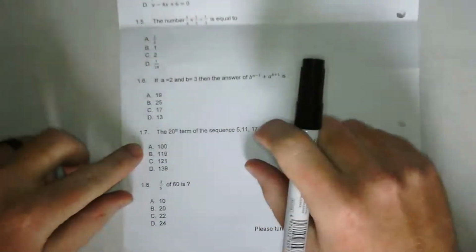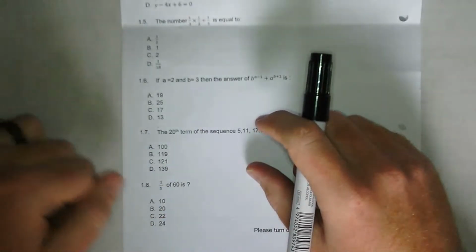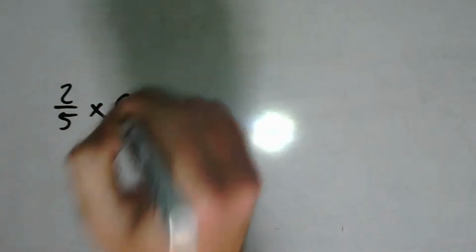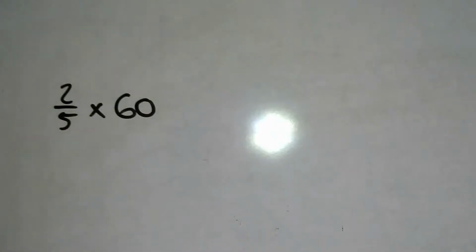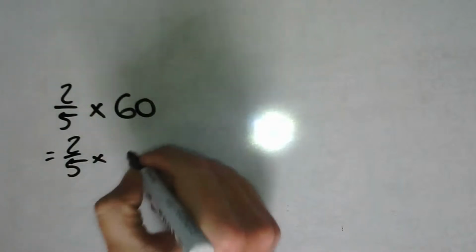So question 1.8 asks you the following. So they want to know what is 2/5 of 60. And then obviously they give you all the options at the bottom here. Okay, so what you need to do is you need to do the following. You need to say 2/5 times 60, because of means multiplying the fraction by the whole number. What you can then do is you can take the fraction, leave it as is, multiply the 60 and put the 60 over 1.